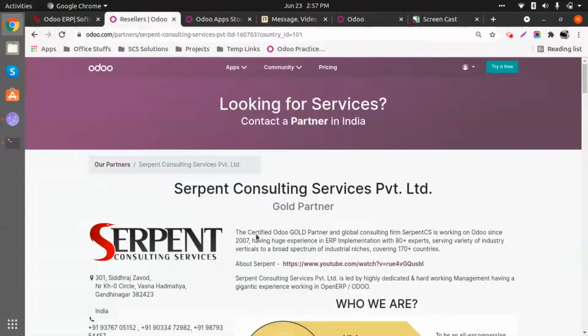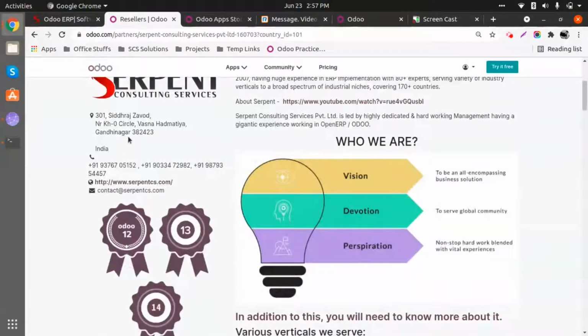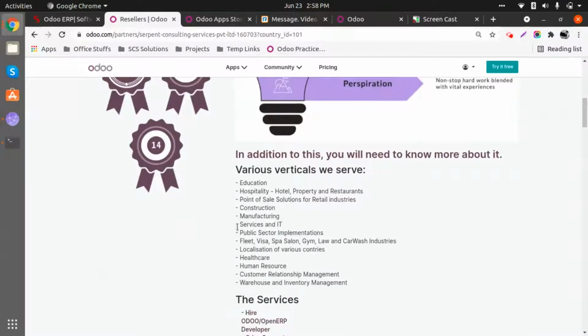So this is how Serpent has been listed on Odoo's official website as a gold partner, with a number of certifications, with a specific version, and so many other details that you can also find on Odoo's official website as well.